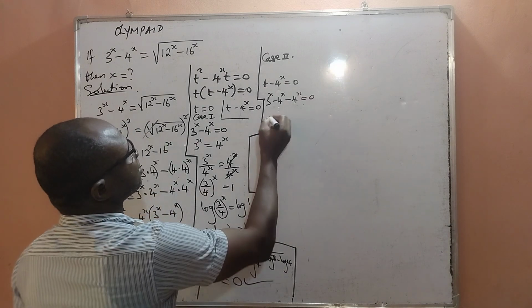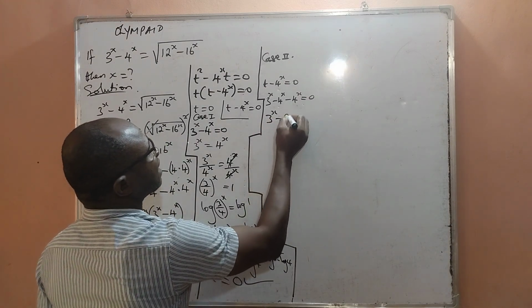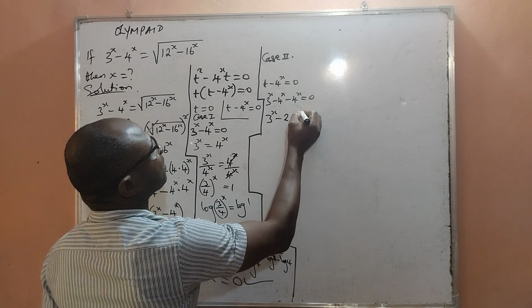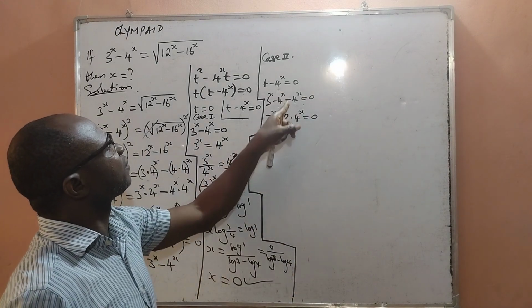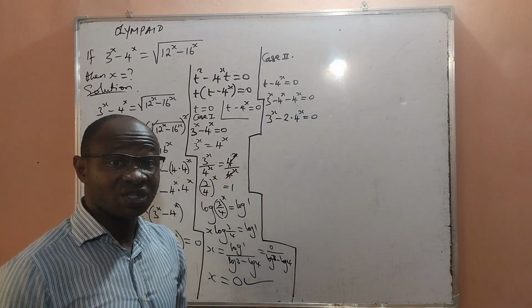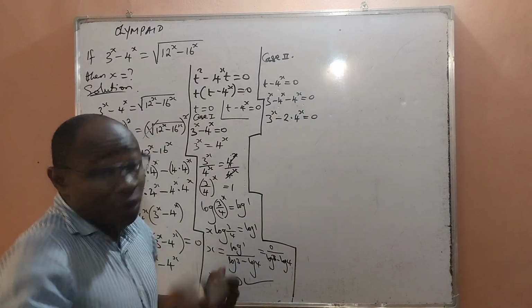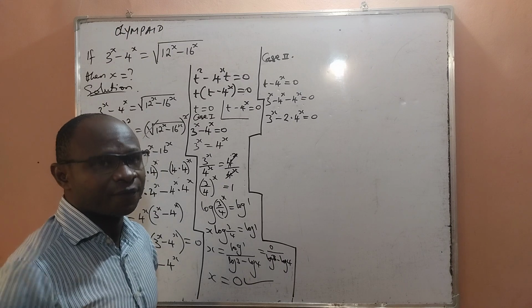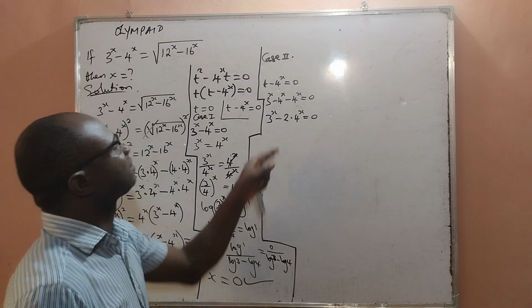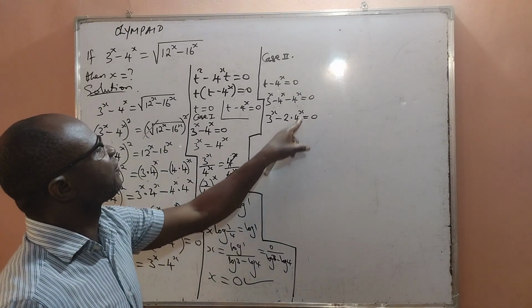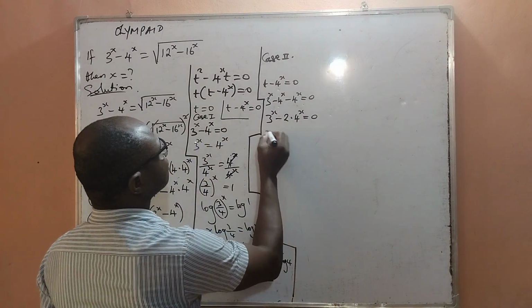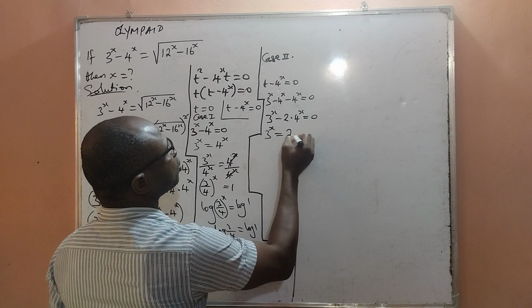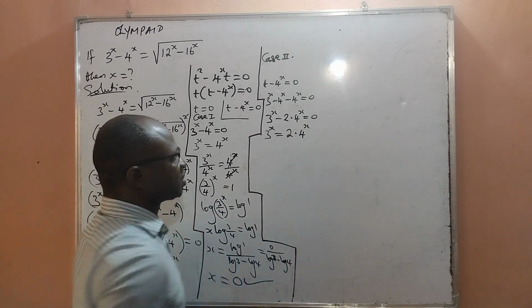Moving forward, this is the same thing as 3 to the power of x minus 2 multiplied by 4 to the power of x equal to 0. What does it mean? Minus 4 to the power of x minus 4 to the power of x is going to give us 2 of minus 4 to the power of x. That means minus 2 multiplied by 4 to the power of x. Quickly, I will move this to the right hand side to have 3 to the power of x equal to 2 multiplied by 4 to the power of x.